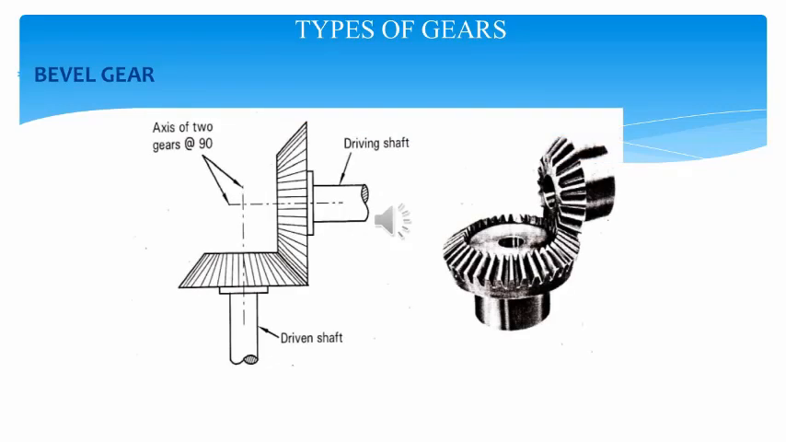We have bevel gears. These can be used when the axes of the two shafts are perpendicular to each other, or they are at 90 degrees to each other. We can see the driven shaft and the driving shaft. Both are at 90 degrees to each other. This is an example of a bevel gear.